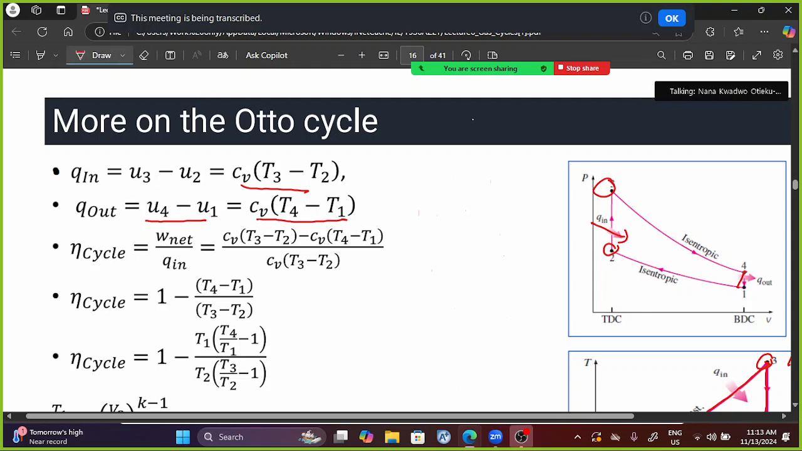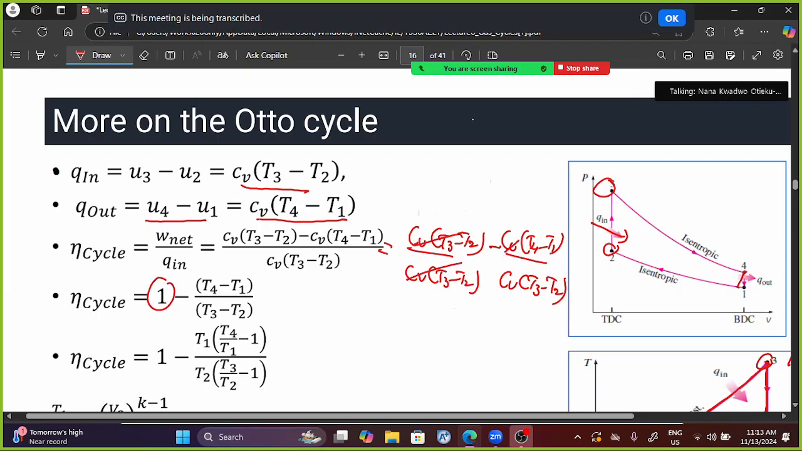So we know that this part here, (Cv)(T3 minus T2) over (Cv)(T3 minus T2), can cancel out. So I can represent this as (Cv)(T3 minus T2) over (Cv)(T3 minus T2), minus (Cv)(T4 minus T1) over (Cv)(T3 minus T2). So it's the same thing. Then this and this can cancel out to give us the 1. The Cv and Cv can cancel out, so we end up with just (T4 minus T1) over (T3 minus T2), as we see here. Then we can factorize T1 out.